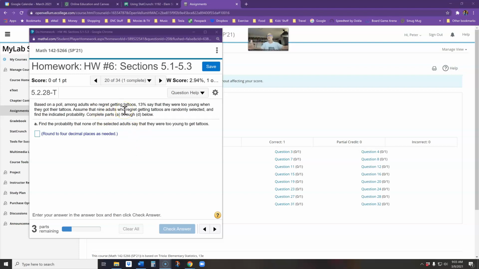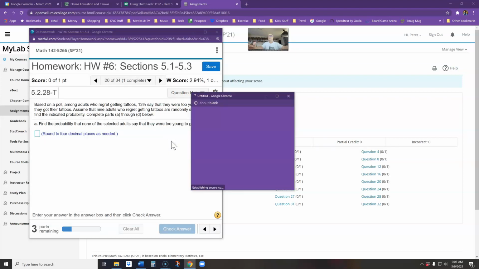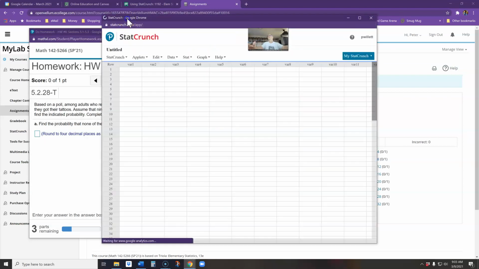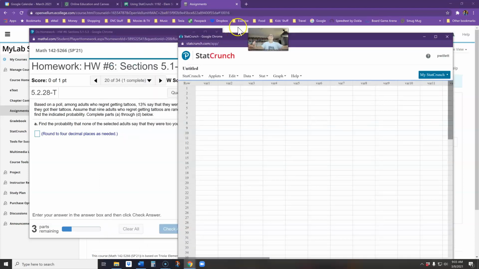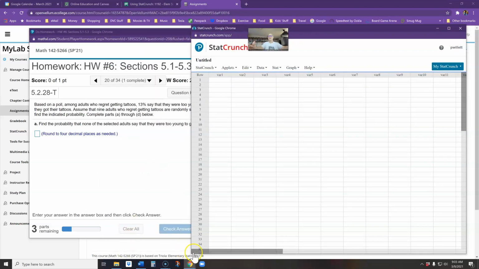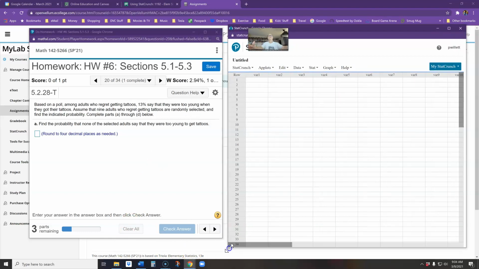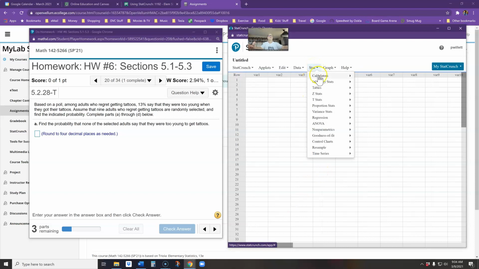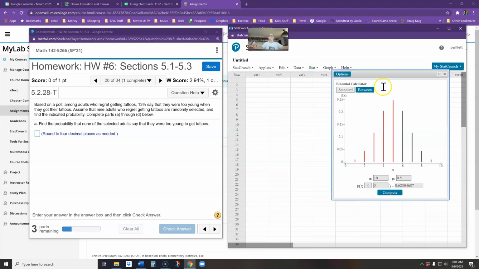Now, they just describe the situation here. There's no data to work with. So we have to open up StatCrunch directly, which we can do from question help, the easiest way to do that. Then once I've opened up StatCrunch, I want to find the calculator for calculating probabilities with a binomial distribution. So I'm going to go to Stat, Calculators, Binomial. And this is the tool.